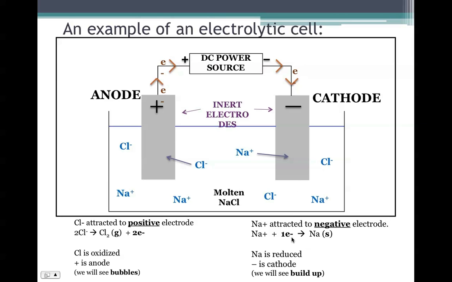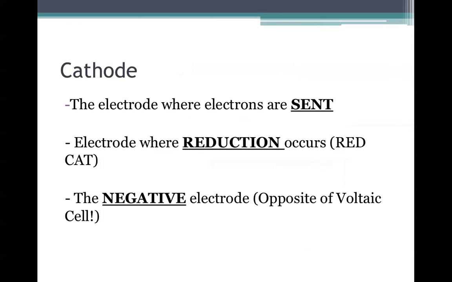Here, the sodium ions, positive, are attracted to this negative electrode, which is the source of electrons. The sodium is combining to form that solid sodium, so where it's getting reduced at the negative cathode, we see a buildup on the electrodes. So that phrase, red cat gets fat, is still applying to the electrolytic cell. The cathode is still where we're going to build up atoms on it.